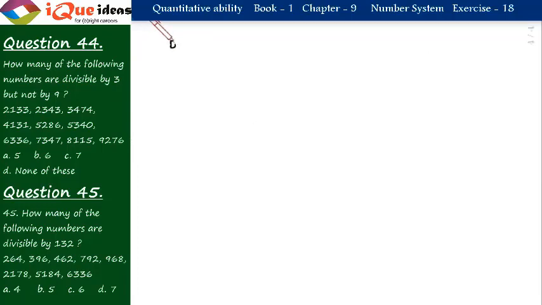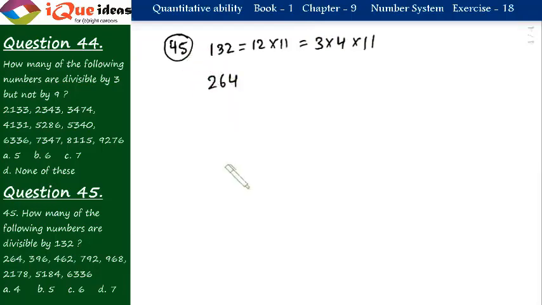Now let's take the next question, question number 45. It says, how many of the following numbers are divisible by 132? First check 132. 132 is 12 into 11. That is 3 into 4 into 11. So whatever number we are going to check has to be divisible by each one of those numbers, that is 3, 4 and 11.